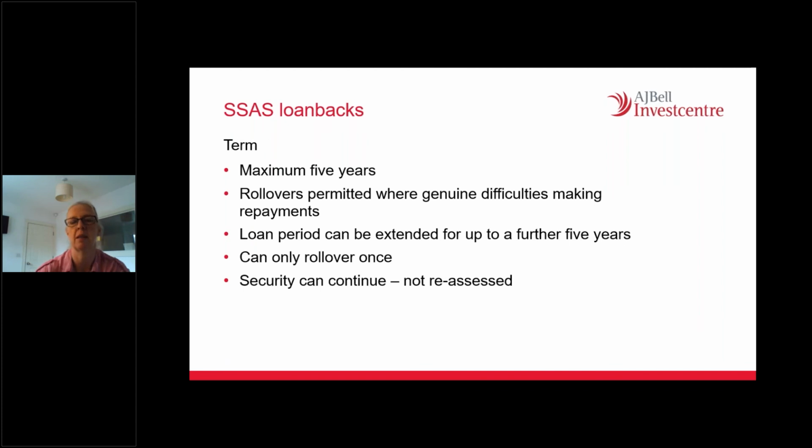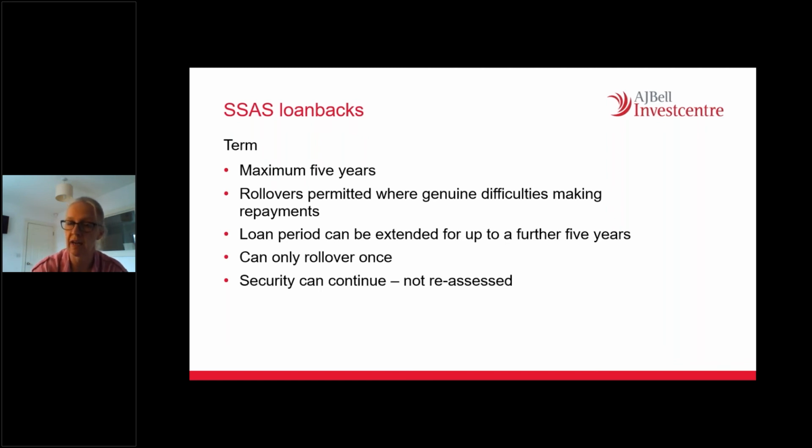The term for loanbacks is a maximum of 5 years. You can have a rollover once if and only if the employer is in genuine difficulties making repayments. So you'd need evidence that the employer is struggling. You need to see accounts basically. And if that was the case, then you could grant a rollover for a maximum of a further 5 years. Your existing security can carry on. You don't have to reassess security at that point in time.